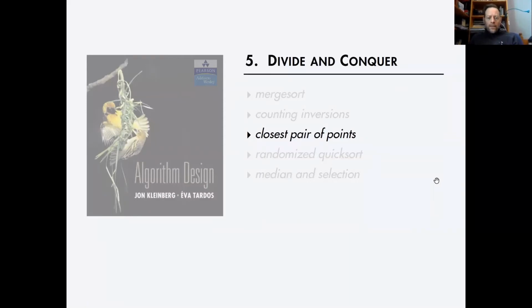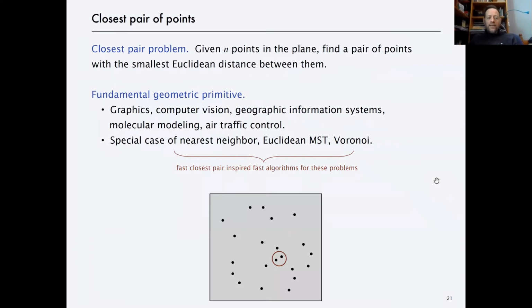Okay, so the second example I want to use is the closest pair of points. In this problem, we're given n points in the plane, and the task is to find a pair of points with the smallest Euclidean distance between them. This is a very important problem because it's used as a primitive in many other applications, for example Euclidean minimal spanning tree, Voronoi, nearest neighbor, and so on. And here below you see an example of 2 points that are the closest.